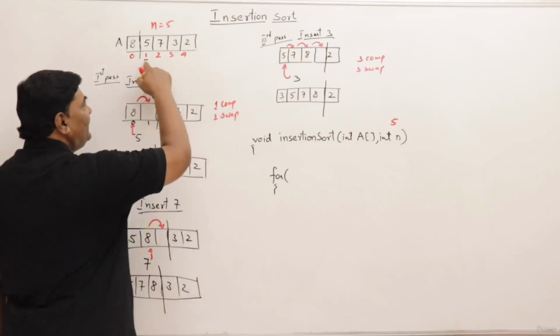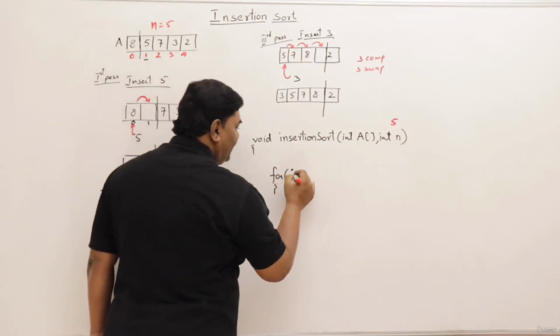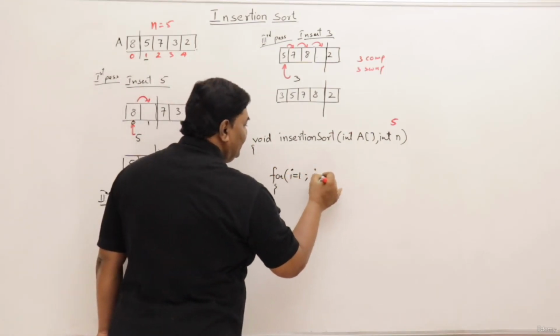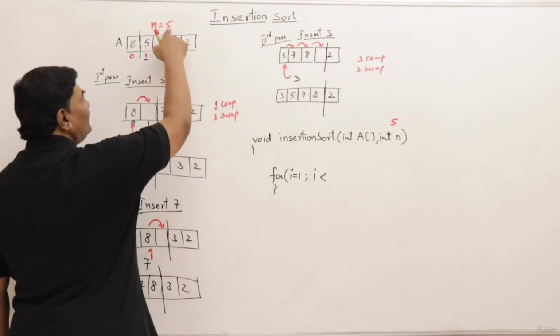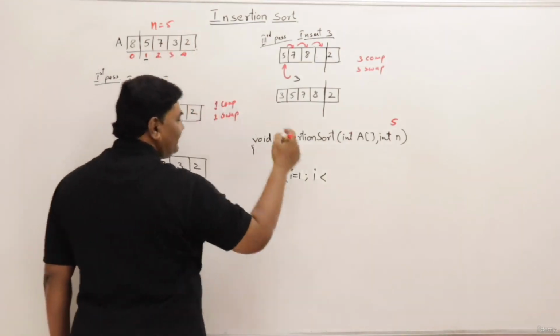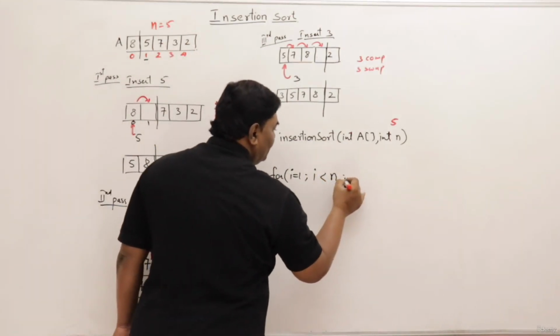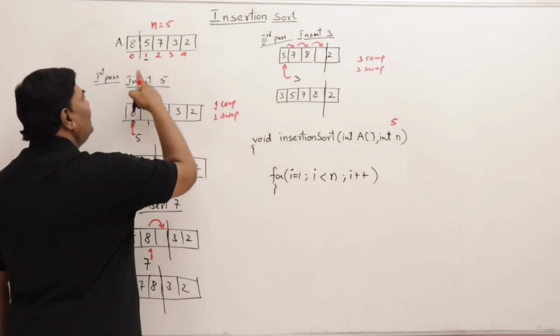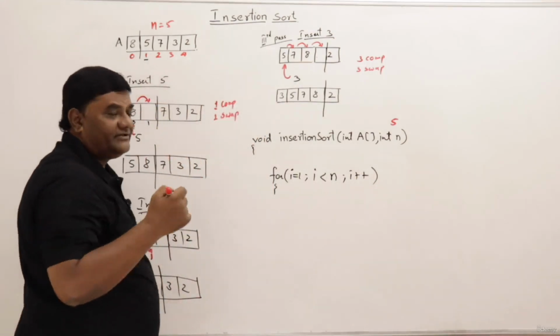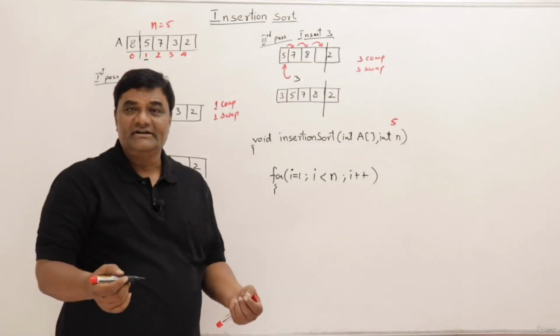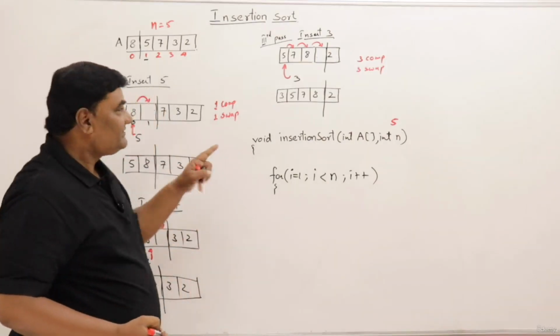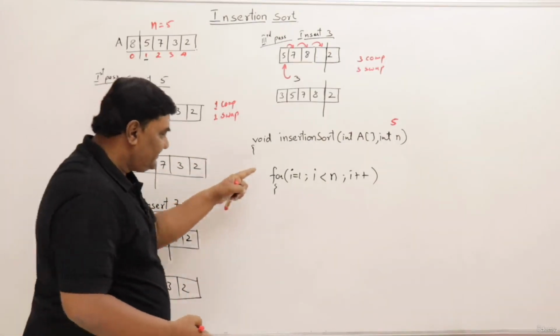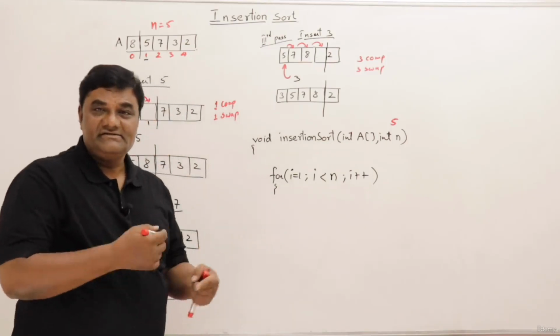So this loop should start from 1 onward. So i takes values from 1, and till 4 it should go. So less than 5, less than n. So till 4 it will go, then i plus plus. So from 1 to 4, because at 0th index we have the first element and that we are assuming it's already inserted. So we are starting from this one. So this is for repeating passes.